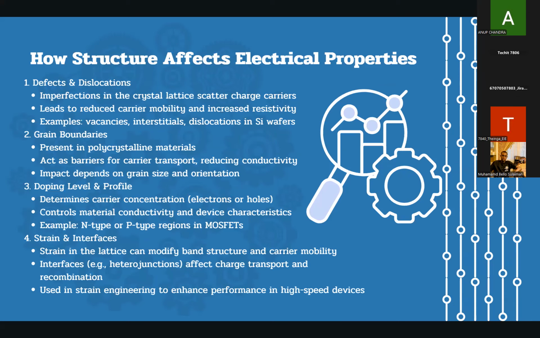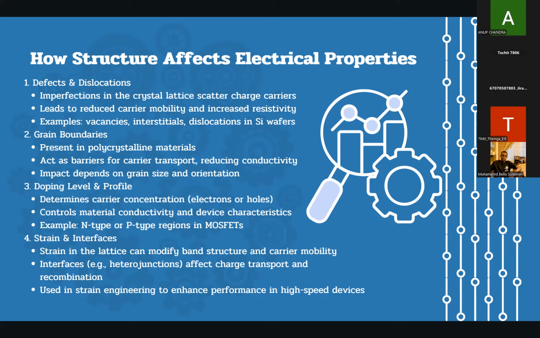However, the material alone isn't enough. The internal structure is what dictates performance. Let's talk about defects and dislocations. A defect is an imperfection in the crystal lattice that acts like a roadblock. They scatter electrons, increasing resistance and heat, which we want to avoid. Moving to the next one, which is grains. Grains are present in polycrystalline materials and act as barriers for carrier transport, reducing conductivity. The impact depends on the grain size.